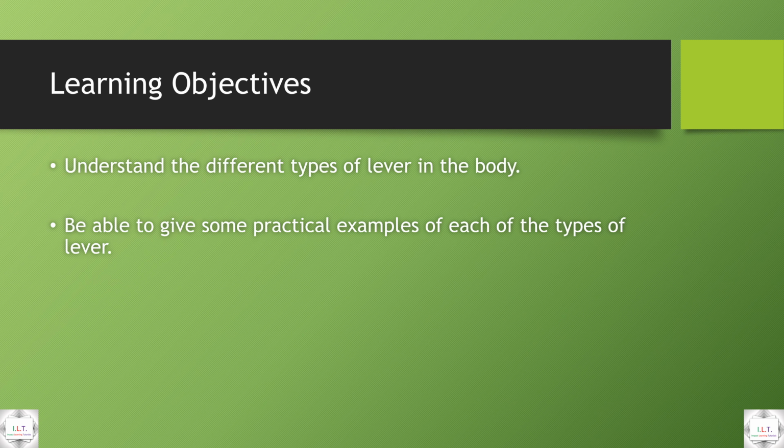So in this video we're going to understand the different types of lever that exist in the body and be able to give some practical examples of each of the different types of lever.